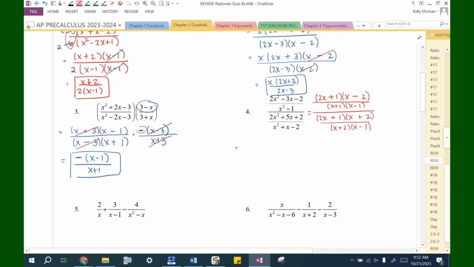Once you get this all factored, remember it's this fraction divided by the bottom fraction. So we're going to keep the top fraction exactly as it is. I'm just copying it down. So here's the top part. And now we're changing this from a division problem to a multiplication problem. So we need to flip, multiply by the reciprocal of this fraction. So now x plus 2, x minus 1 is on top, over 2x plus 1, x plus 2.